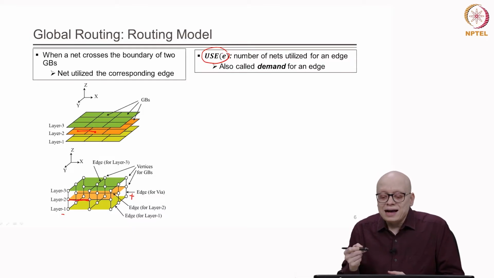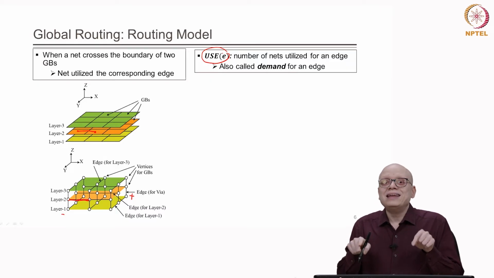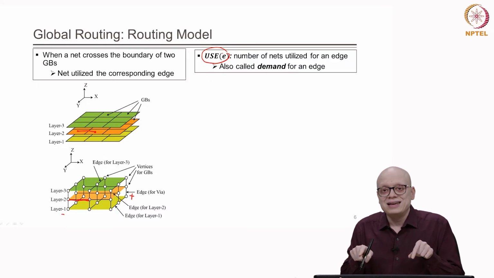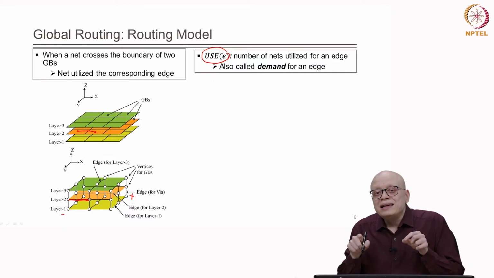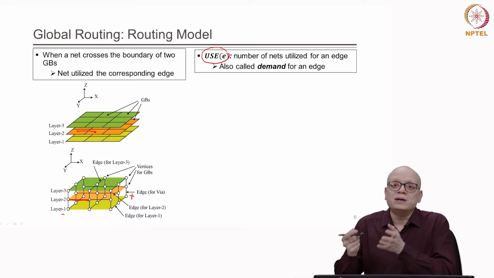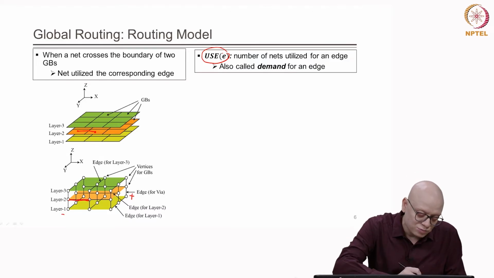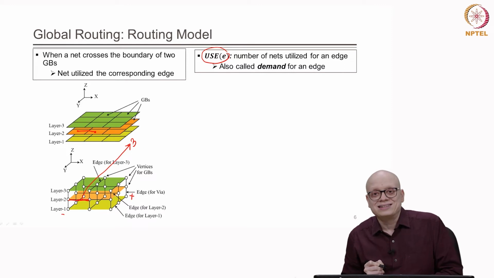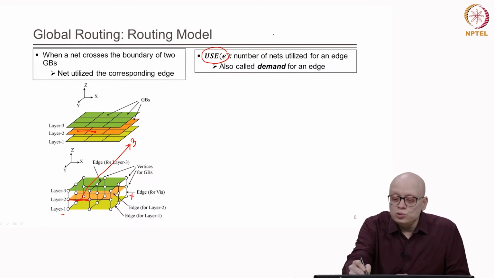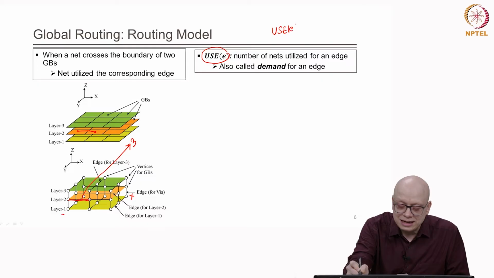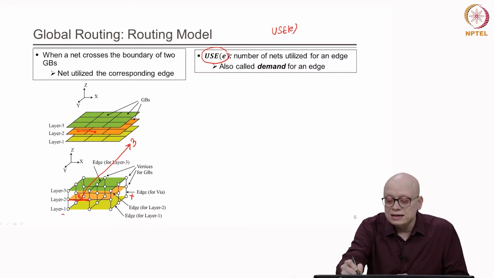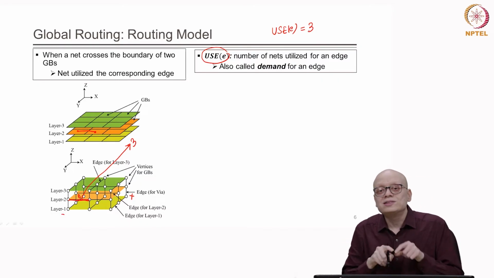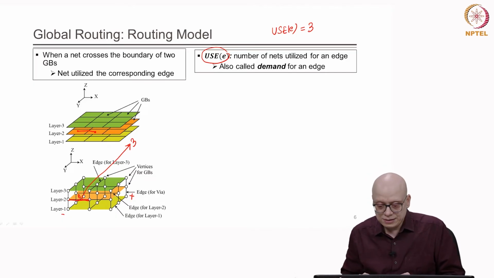We say that an edge is used by a net if the net crosses that edge. If there are multiple nets crossing this edge, then the edge has a use equal to that many nets. For example, suppose this edge, let us call it E, was being used by 3 nets. Then we say that the use of this edge E is equal to 3, because 3 nets are crossing it.